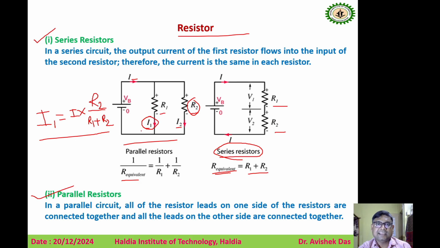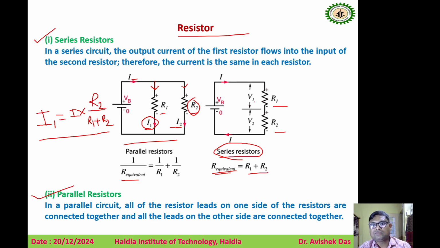For the parallel circuit, the total current I is divided. One part will go to the resistance R1, and another part of the current flows through the resistance R2, right? So the total current I is equal to the summation of I1 and I2. But for the series resistor, the total current I flows through both the resistors R1 and R2, right? So here for the series resistors, the voltage drops across the resistors R1 and R2 are different.